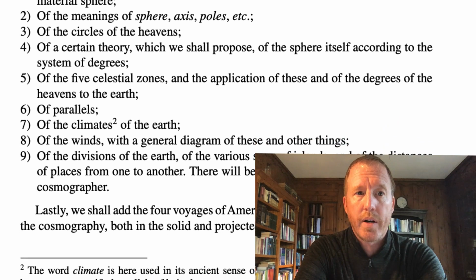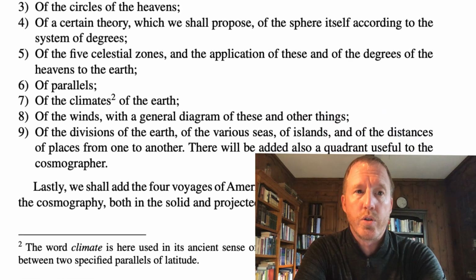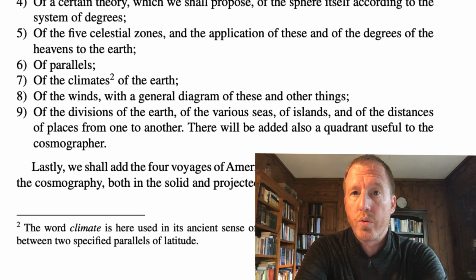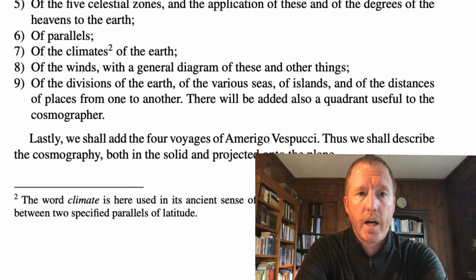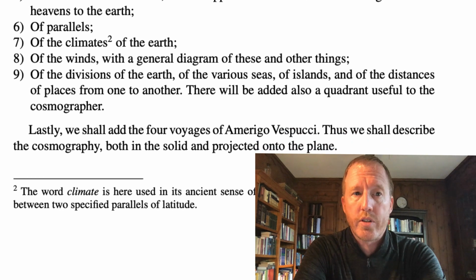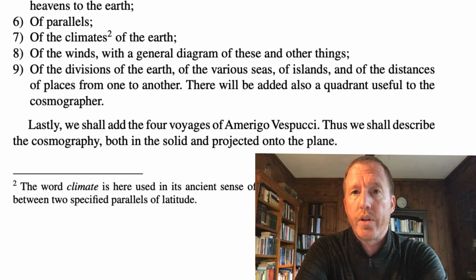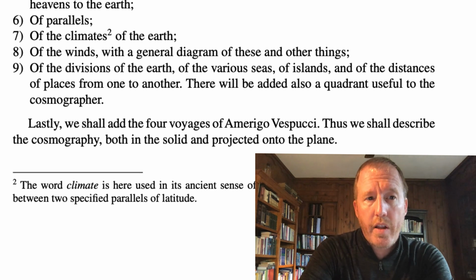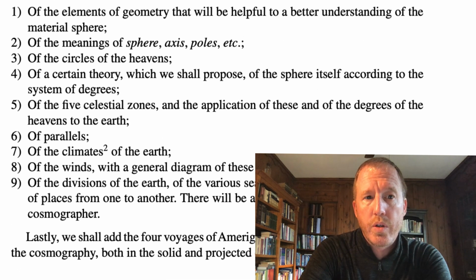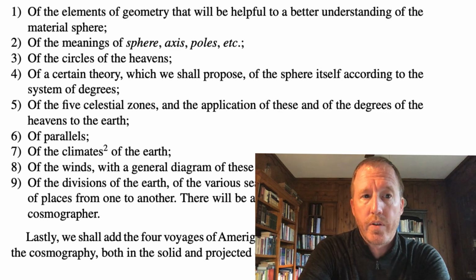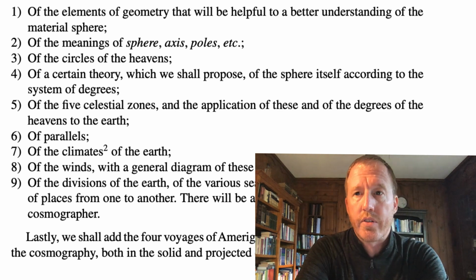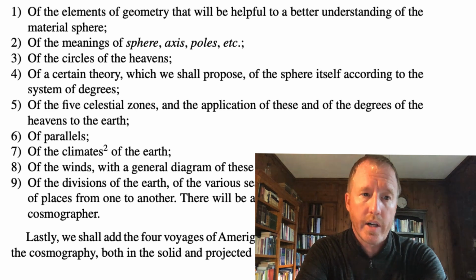Then he's going to talk about how you divide this sphere up into degrees. He's going to talk about the various zones, and about parallels, which came to be known later on as latitudes. Then he's going to talk about the winds and the directions the winds come from, and then how the Earth can be divided. Basically points 1 through 7 are in chapter 9 in the student's guide, and points 8 and 9 are discussed in chapter 10. We may not get to chapter 10, but we're definitely going to spend time on the first 7 points, which are in chapter 9.